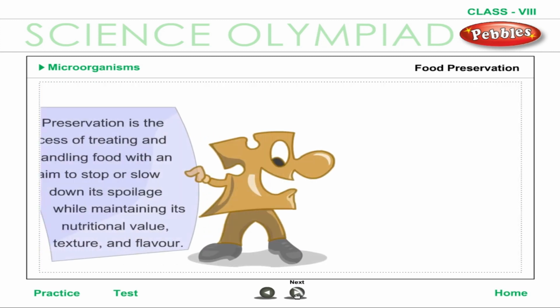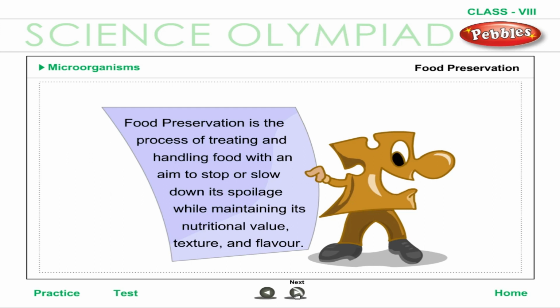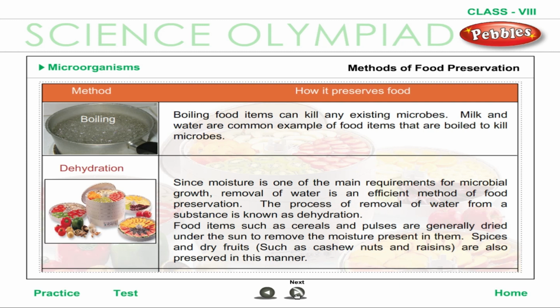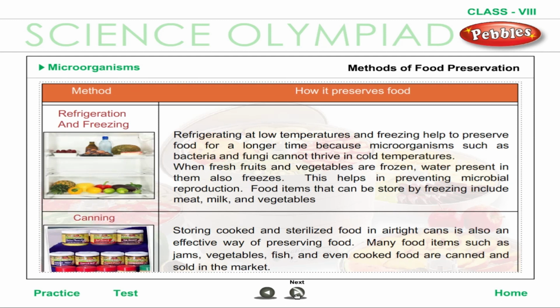Food preservation. Food preservation is the process of treating and handling food with an aim to stop or slow down its spoilage while maintaining its nutritional value, texture, and flavor. Methods of food preservation are tabulated as shown. They are boiling, dehydration, refrigeration, canning, chemical preservatives, and salting.